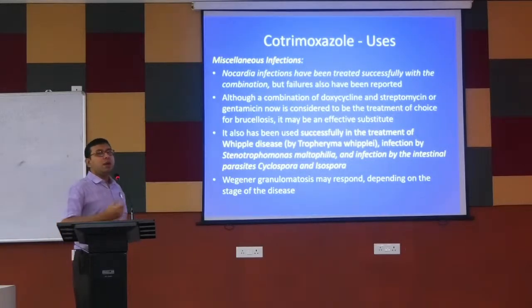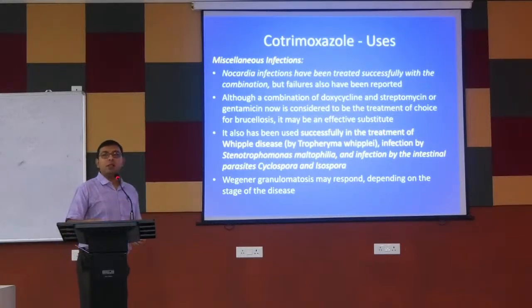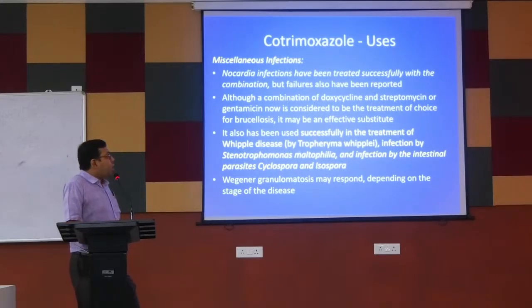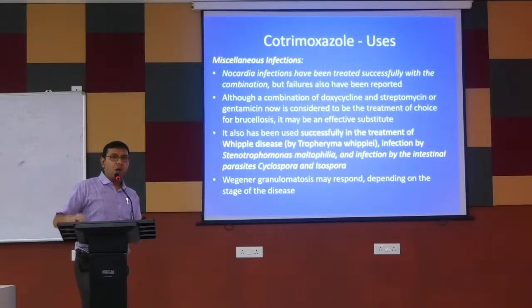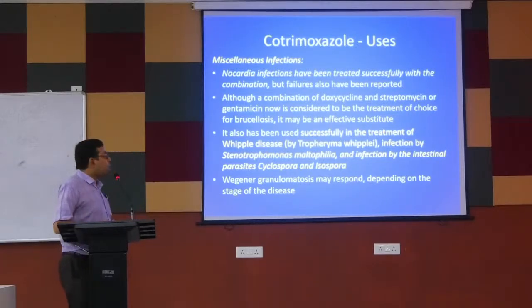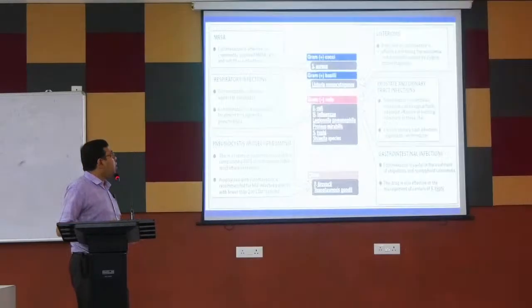And apart from this, miscellaneous infections like nocardial infection, it can be used. It can be used in Whipple disease. Whipple disease is a gastrointestinal infection caused by Tropheryma whipplei. Infection by Stenotrophomonas maltophilia, infection by intestinal parasites Cyclospora, Isospora. So these are the different minor gastrointestinal infections where cotrimoxazole can be used. Apart from this, Wegener granulomatosis is a connective tissue disease where it can also be used.